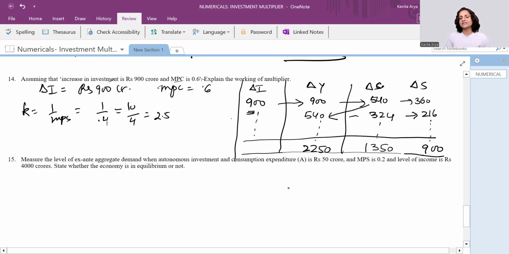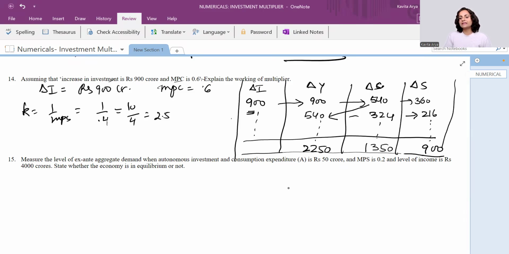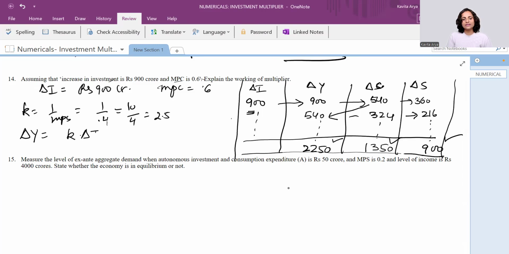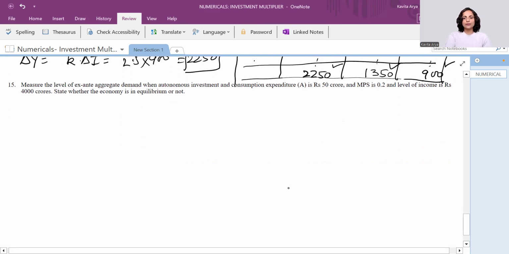So this type of schedule is required, and this schedule is not completed unless we show these values, right? So 2250 also, how can we show that? The increase in income is equal to K into the initial investment, and initial investment was 900 and K is 2.5 times. So that's why I wrote 2250 here at the bottom, right? I hope this is clear. And now let's move to the last question.